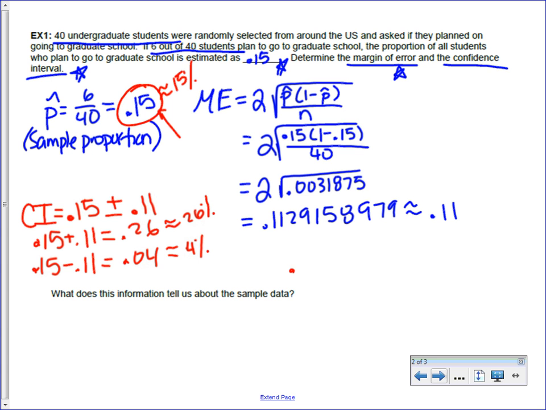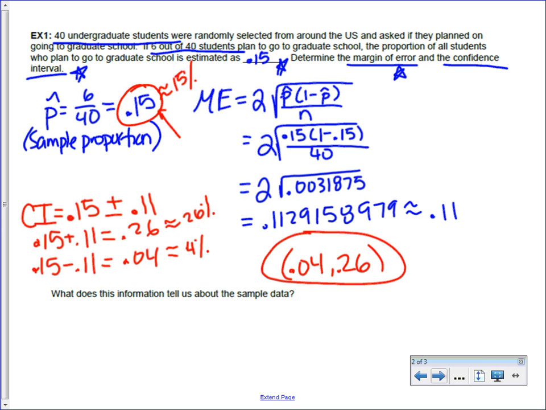So 0.04 to 0.26. This is our confidence interval. That's our range of numbers, or range of proportions or percentages, of students that for the whole population would be likely to go to graduate school if they're in undergraduate school.